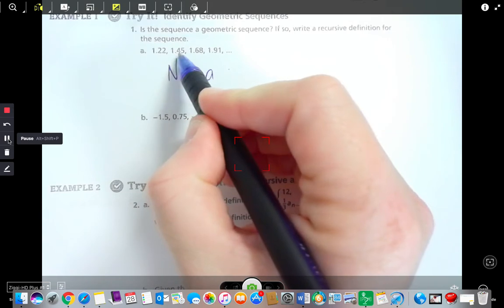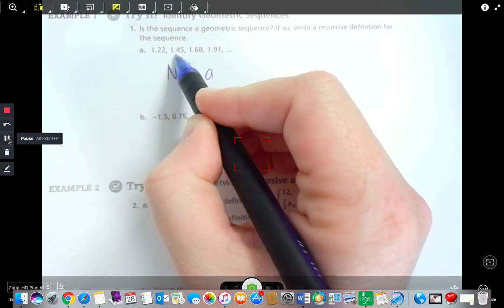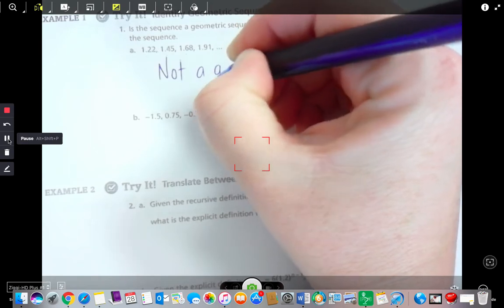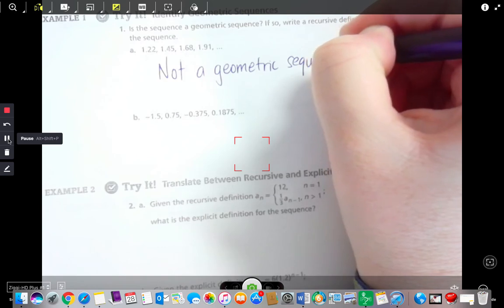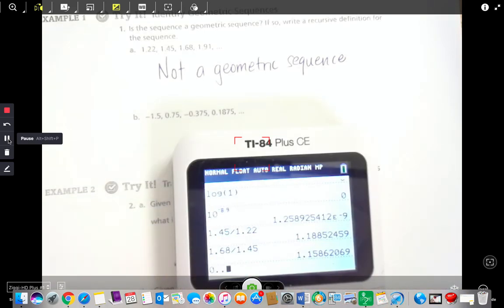So remember, I found the ratio. I said 1.45 divided by 1.22, 1.68 divided by 1.45, and I saw that they were different ratios. So I'm going to say not a geometric sequence. All right, now I'm going to do the same for part B.